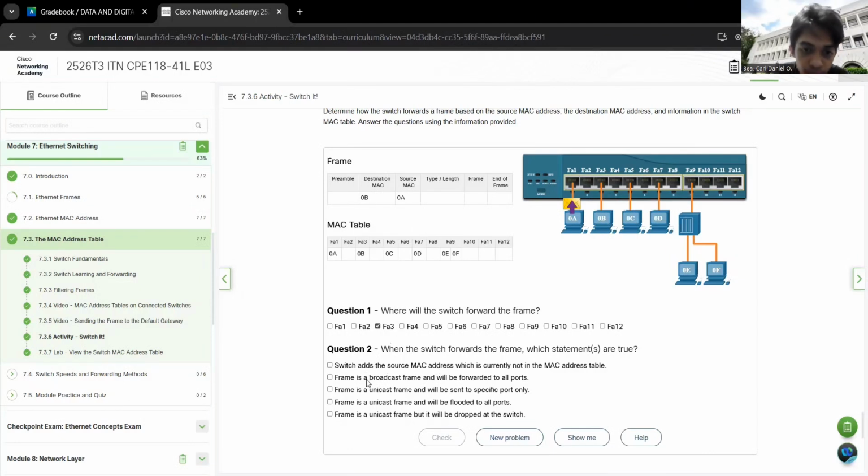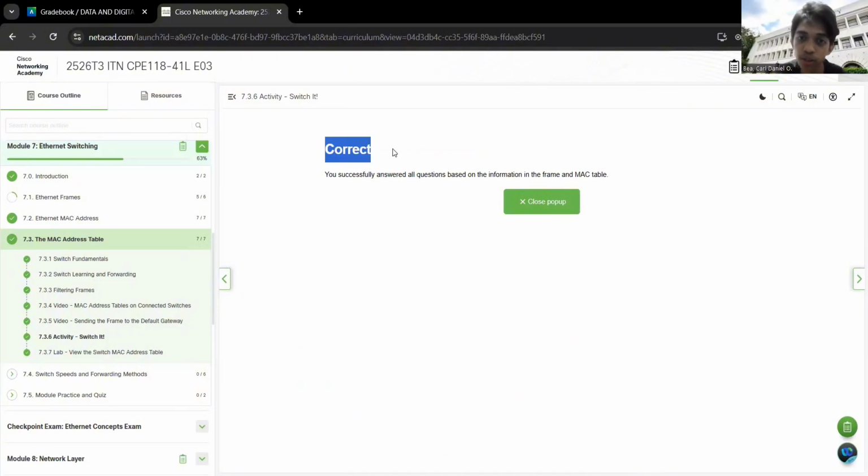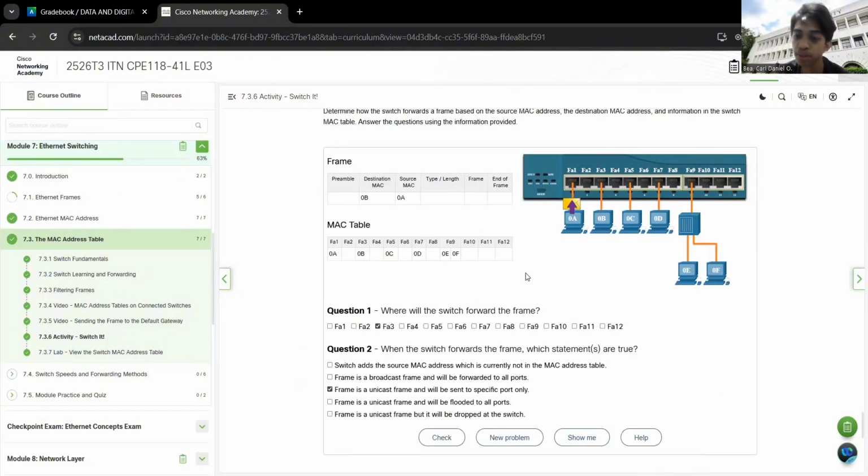Next is, the frame is a broadcast frame and will be forwarded to all ports. No, it will only be forwarded to FA3 because that is where the destination MAC is. Next is, the frame is a unicast frame and will be sent to a specific port only. That is correct because we only have FA3 again. The remaining two are also not included here. So let's see if we answered it correctly. Okay, we got it correct. That's for the first problem.